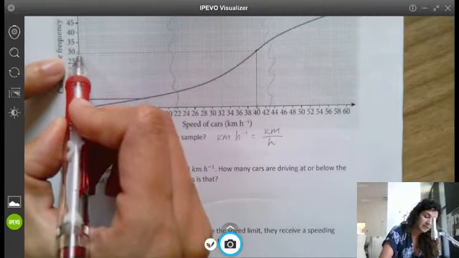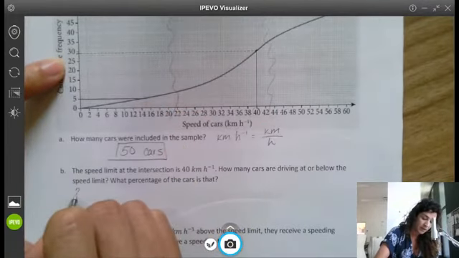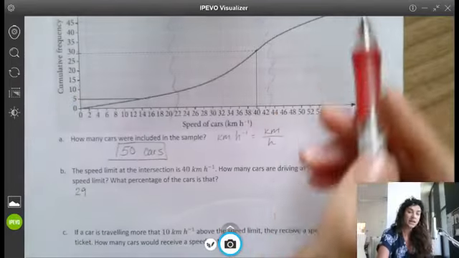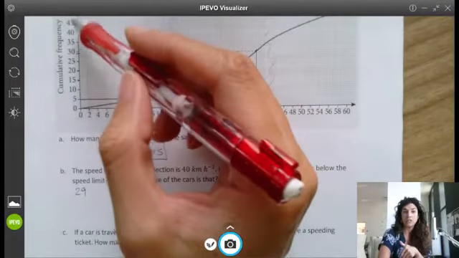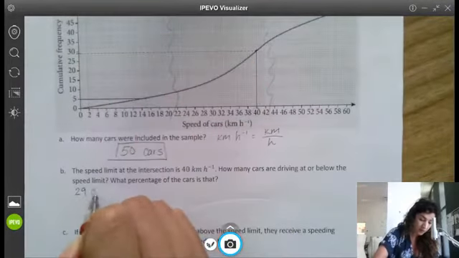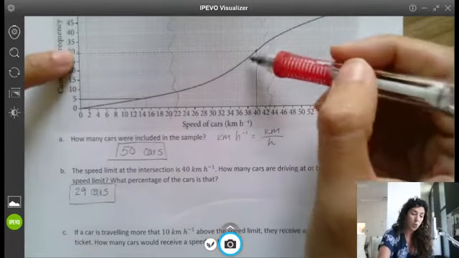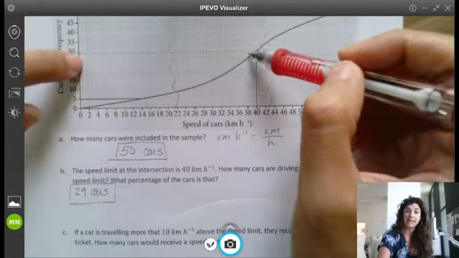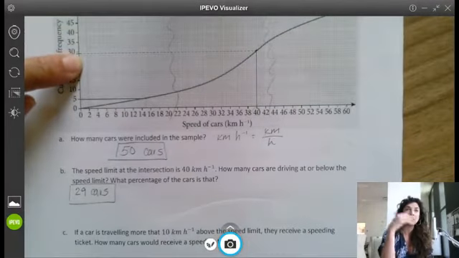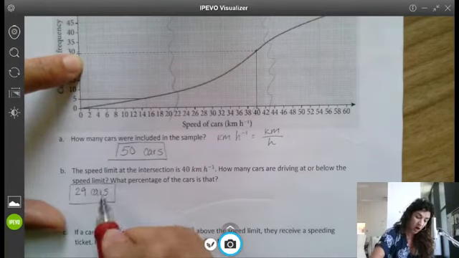So we follow that then to our y-axis. And our y-axis here at 29 says 29 cars, the things that we are counting. 29 cars were at that speed limit or below. If we wanted to find at that speed limit or above, we would then have to take 29 and subtract it from 50. So we are at 29.